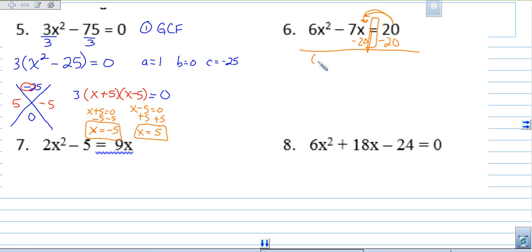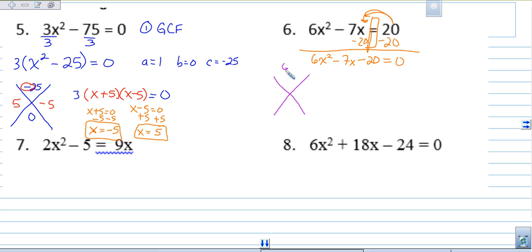And you end up with 6x squared minus 7x. And then we're going to shimmy the minus 20 in there, equals, and 20 minus 20 is 0. Okay, so now we've got it equal to 0. Then we're going to try to take out a GCF. And there is nothing that goes into 6 and goes into 7. Since there's nothing that goes into there, there's nothing that will go into all three of these. So now we're going to move on to our x.